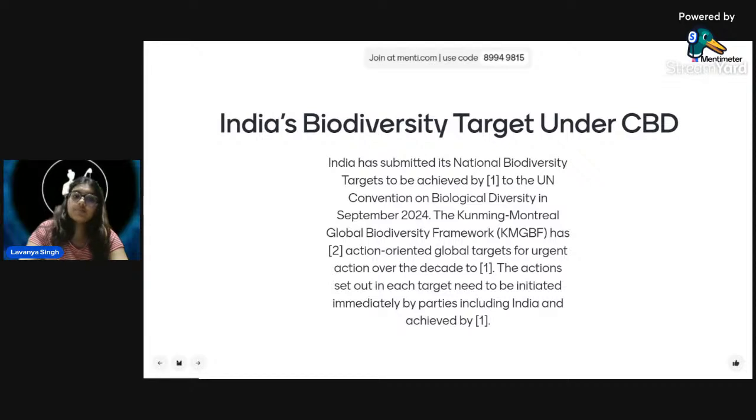So the first passage is based on India's biodiversity targets under the CBD or Convention on Biological Diversity. India has submitted its national biodiversity targets to be achieved by 2030 to the United Nations Convention on Biological Diversity in September 2024. The Kunming Montreal Global Biodiversity Framework has two action oriented global targets for urgent action over the decade to the year 2030. The actions set out in each target need to be initiated immediately by parties, including India, and achieved by the year 2030. Alright?